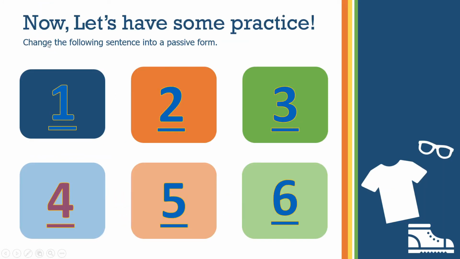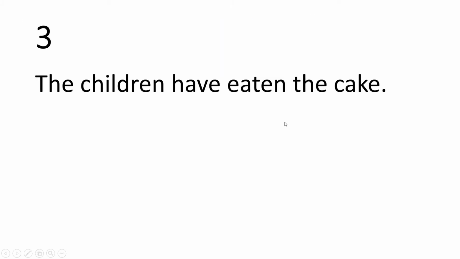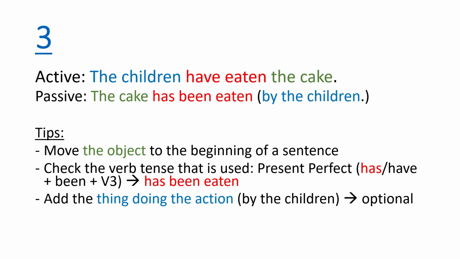Okay, next, who wants to try number 4? Done. Number 3. Number 3. Okay. Yes, how about that? Has been eaten by the children. Very good. Do you agree, guys? Explanation. The children have eaten the cake.